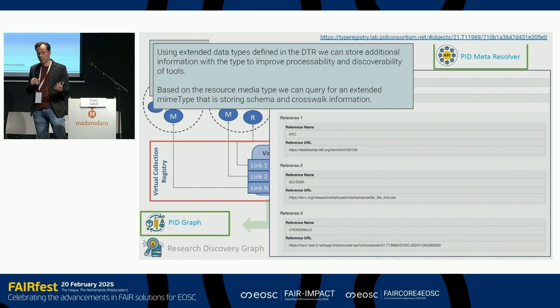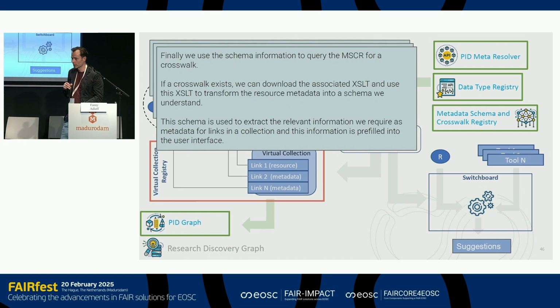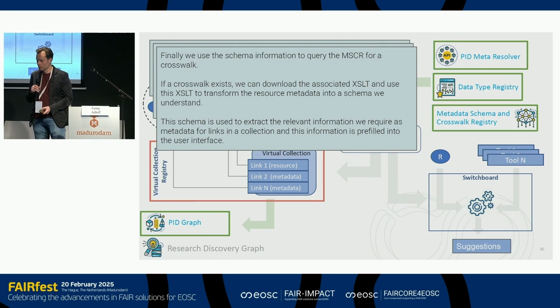If a user adds a link, we analyze the link, and we try to map that to an extended type in the DTR, and then use the information there to directly find the schema or the crosswalk in the MSCR. And if we have this crosswalk, we can actually run it on the link that was provided by the user, and basically convert the metadata to a schema that we understand, and extract useful information like the title, the description, and the author, and pre-fill all of this information into the link added to the virtual collection.